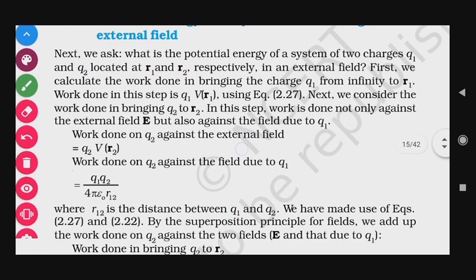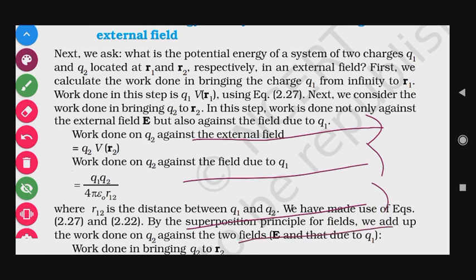Here the external field is given. We discussed this external field in detail in our previous video. Now there are two charges, q1 and q2, and their position vectors are r1 and r2, the position vector of the second charge, with respect to some origin. We have to find the potential energy of these two charges, this system kept in an external electric field. So we'll work on it now.